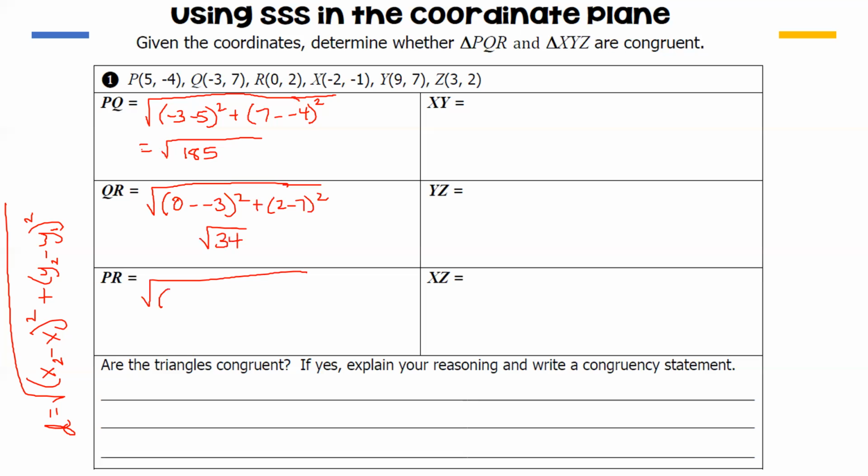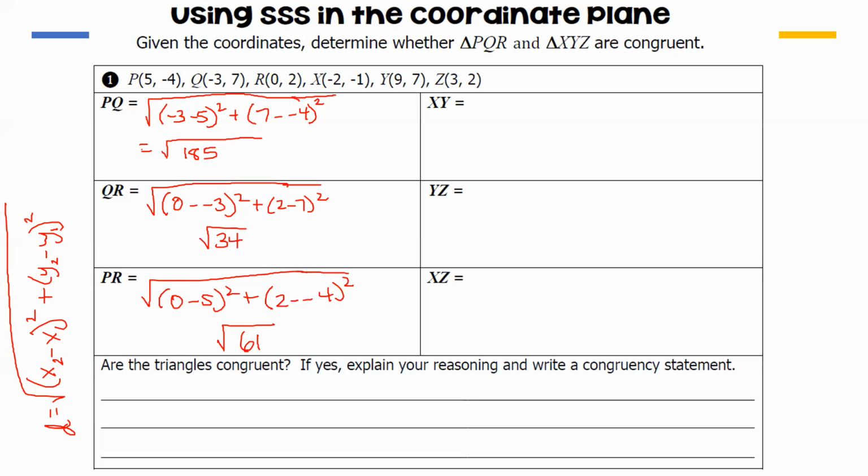PR, we're going to use point P and point R. 0 minus 5 squared, 2 minus -4 squared. 0 minus 5 is -5. -5 squared is a positive 25. 2 minus -4 is really 2 plus 4. That's 6. 6 squared is 36. So we're going to add 25 and 36. We get the square root of 61.